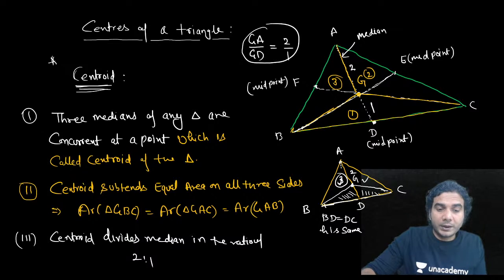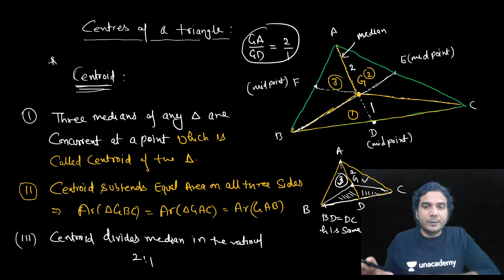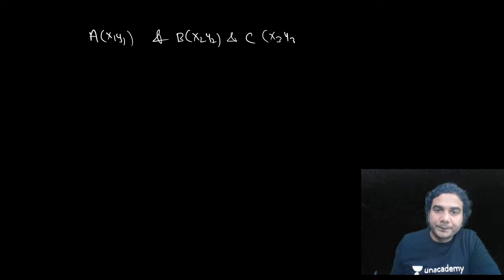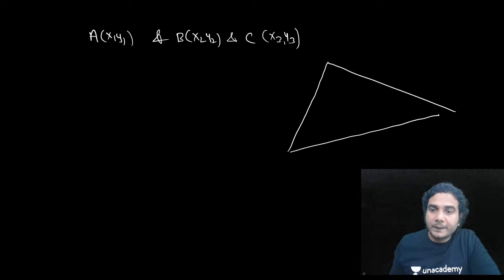Now let's come back to coordinates. So this was about the geometrical points. Now if A is given as x1 y1, B is given as x2 y2 and C is given as x3 y3, these coordinates are given, and you need to write the coordinates of the centroid. See how to write it. It's very easy. First we'll learn the formula and then we can see the proof, which is a very easy proof.